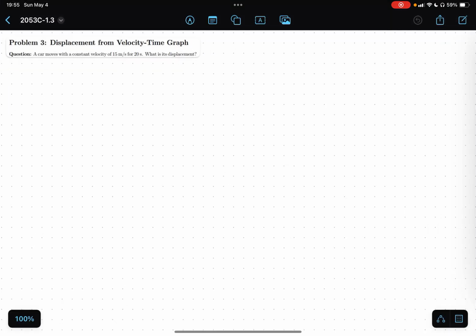Okay, moving ahead to problem 1.3. For this problem, we are looking at a car moving with a velocity of 15 meters per second for 20 seconds. And we're looking at a velocity time graph. So let me sketch up a quick velocity time graph here.